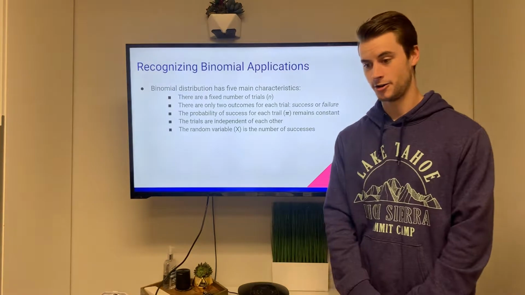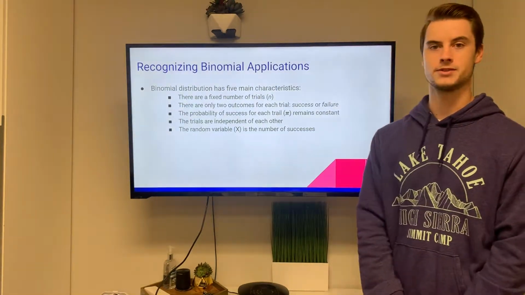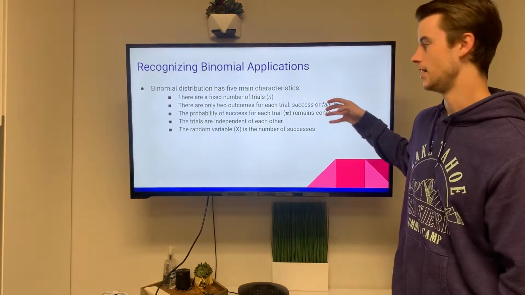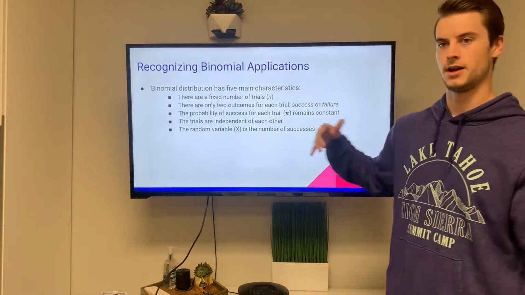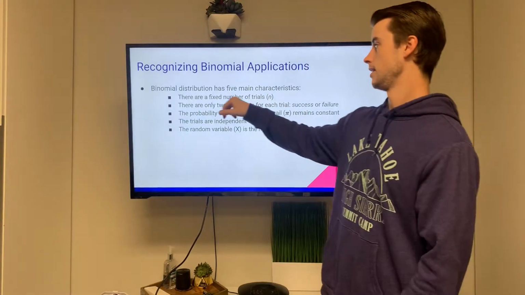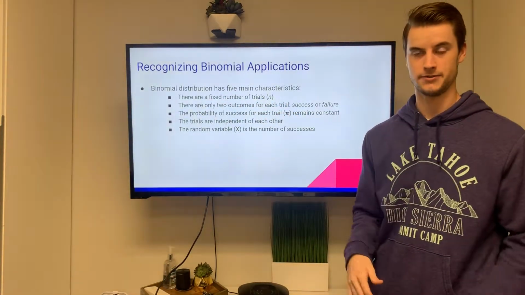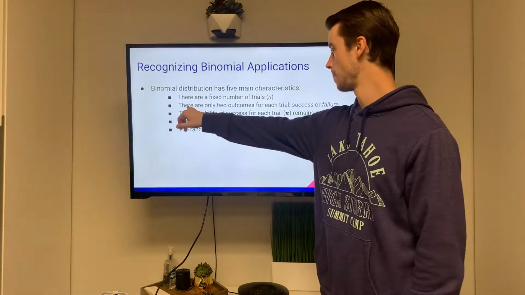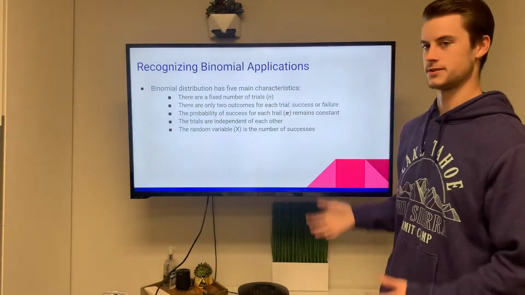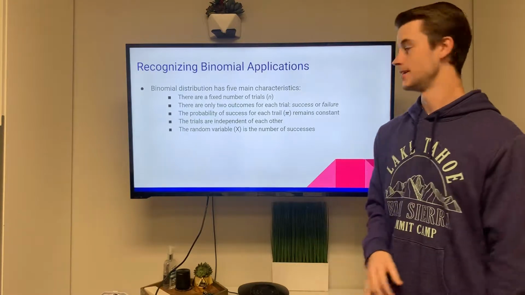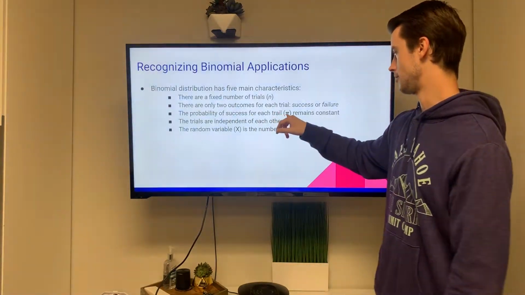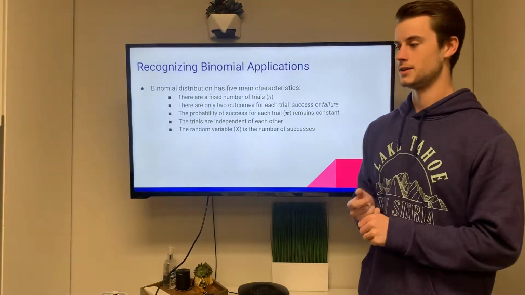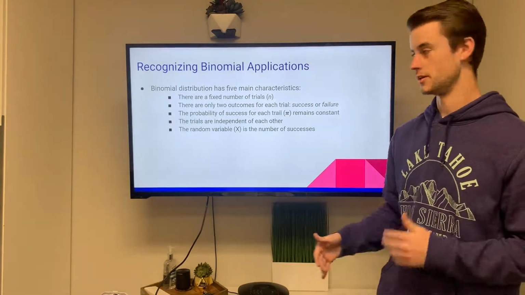So how do we recognize binomial applications? How do I know if this is a binomial distribution or not? Well, here are 5 main ways you can classify it. First, is there a fixed number of trials? If there are, great, you made your first sign. Are there only 2 outcomes for each trial, success or failure? Again, huge thing. Is the probability of success for each trial, pi, constant? If the chance of success is always the same, that's 3 out of the 5, you're looking pretty good, okay?